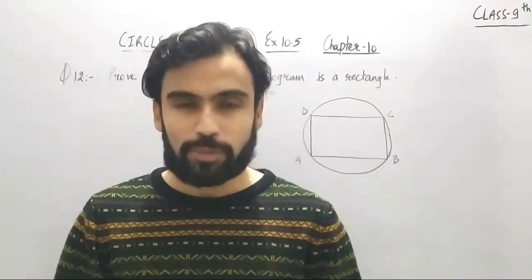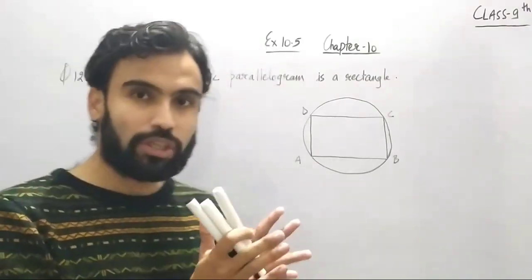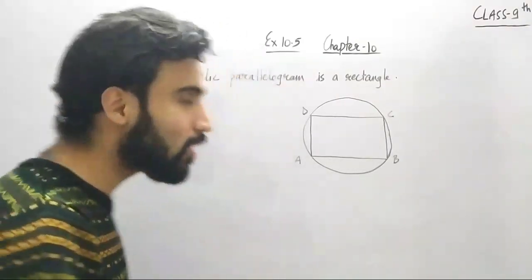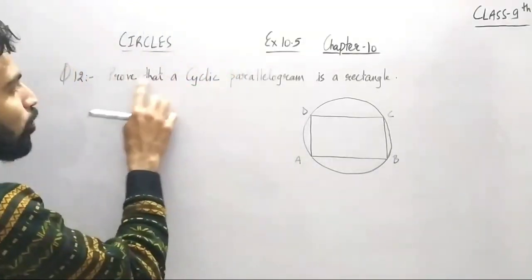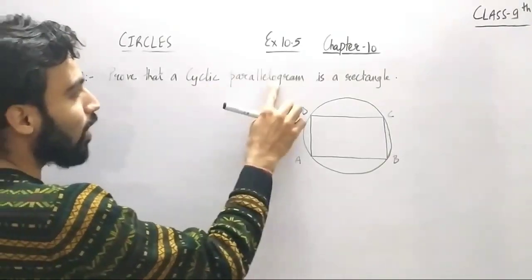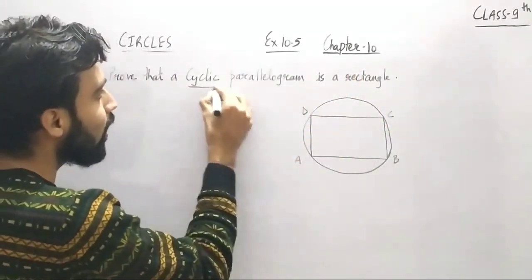So students, let us move on to the next question now. This is going to be the last question of this chapter. So you can see question number 12 here is that we have to prove that a cyclic parallelogram is a rectangle. So अगर आप ध्यान से देखें, cyclic parallelogram.